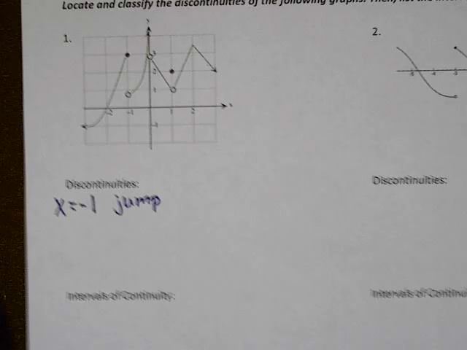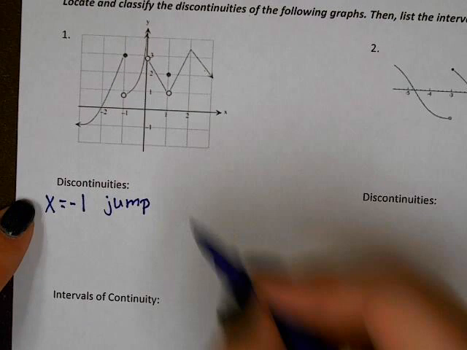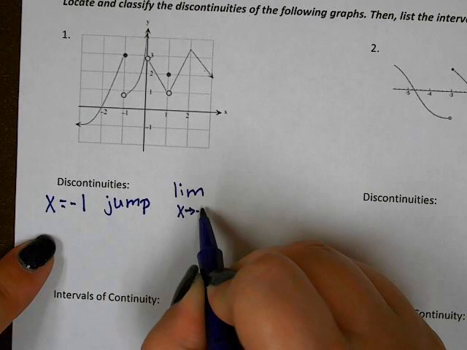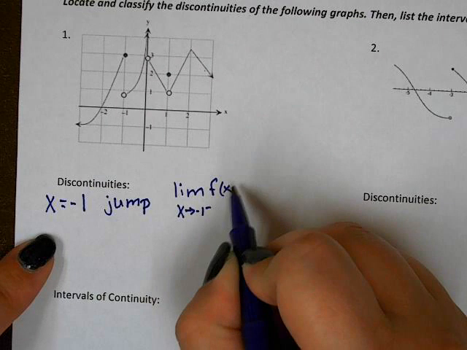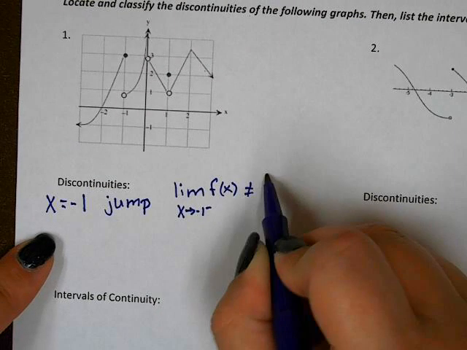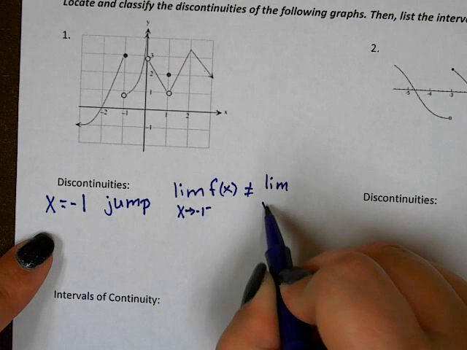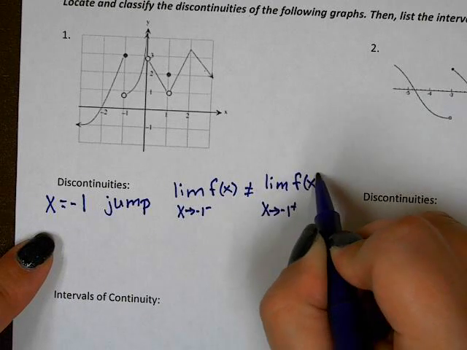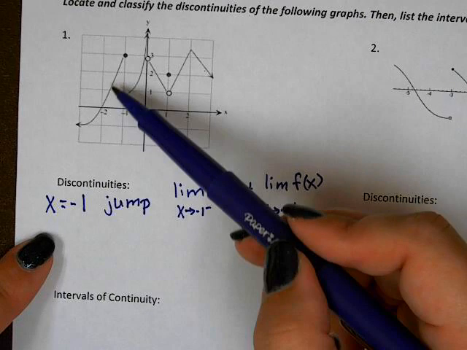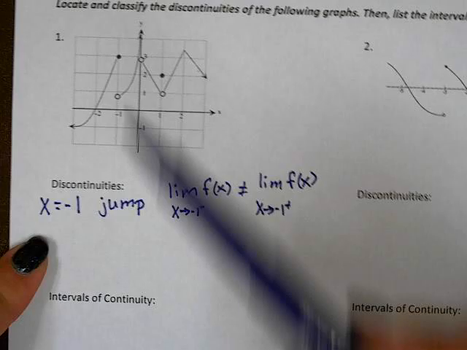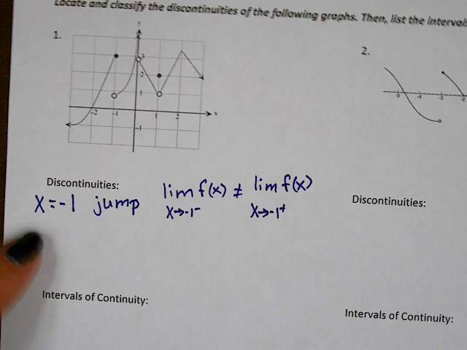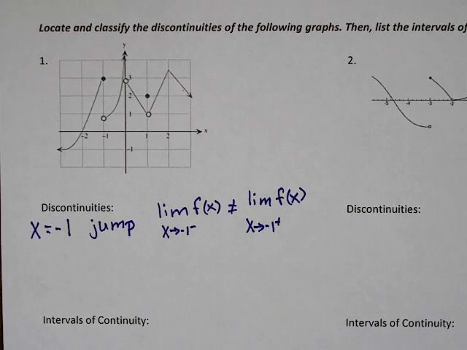And really what that means is that the limit as x approaches -1 from the left of f of x doesn't equal the limit as x approaches -1 from the right of f of x. As we're approaching from the left, we're approaching 3. As we approach from the right, we're approaching 1, or a little bit less than 1, sorry. So those limits are not equal to each other.